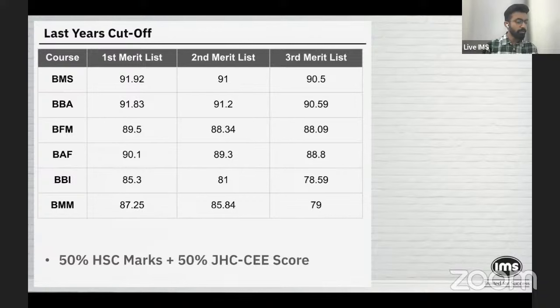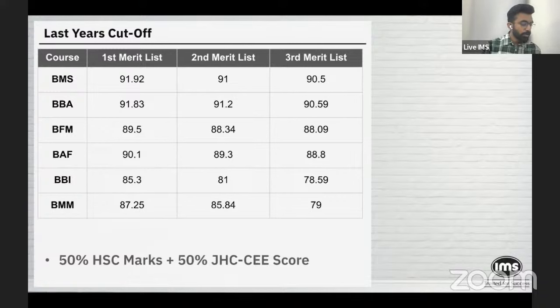Anyone else, any doubts, feel free. 77 average score, any chance in BBA, BMS, or BFM? Mokshi, the cutoffs for last year are in front of you. And guys, again, for BMS and BBA, the score which will be considered won't be JHCE, it will be your CET score. So just be aware of that. For BFM, BAF, BBI, and BMM, they will be considering your JHCE score, but for BMS and BBA, it will be the CET score.